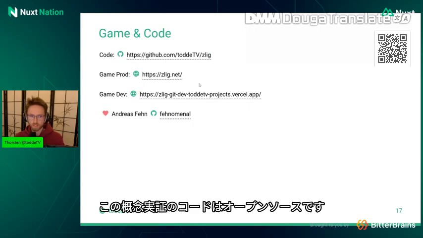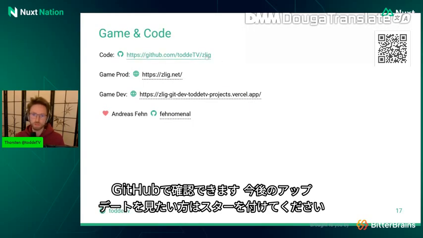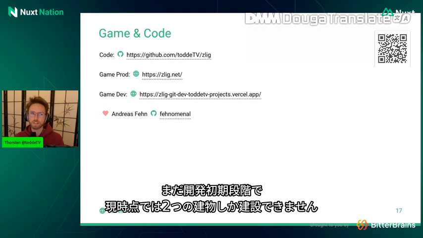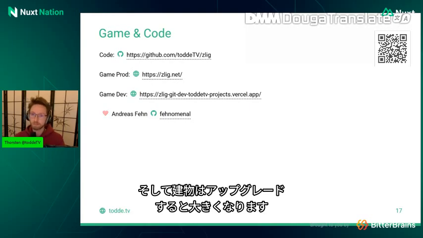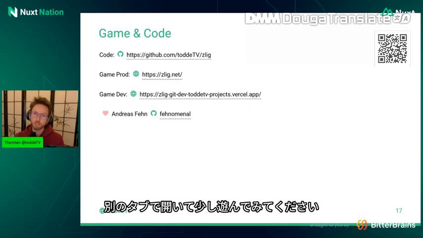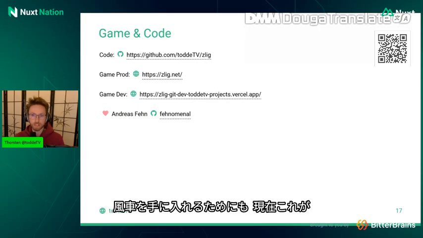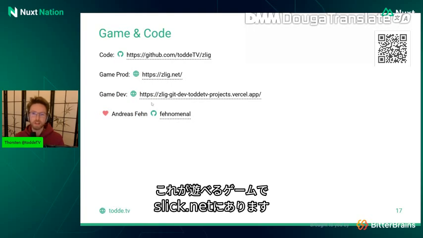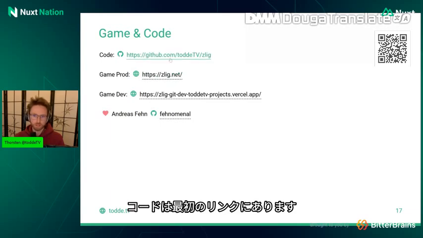The code of this proof of concept is open source, so you can now go to GitHub and maybe give it a star if you would like to see updates in the future. We are not very far yet. You can only build 2 buildings at the moment, and the building gets bigger if you upgrade it. So maybe you can open it in a second tab and play with it a little bit in order to get your windmill, because it is currently the most expensive building we have in the game. This is the game to play with, slick.net. The code is on the first one.